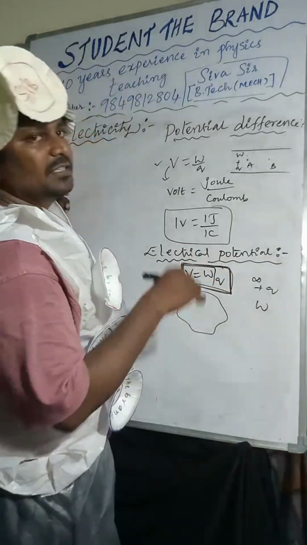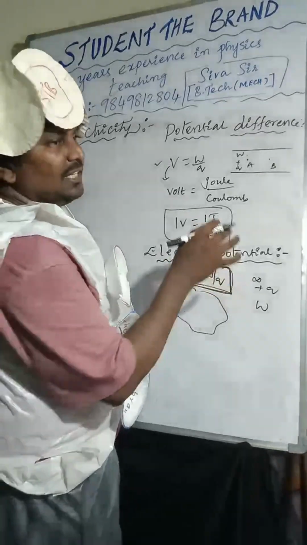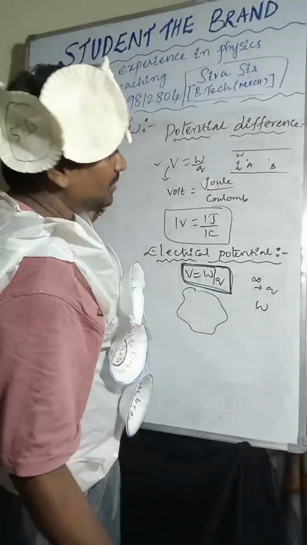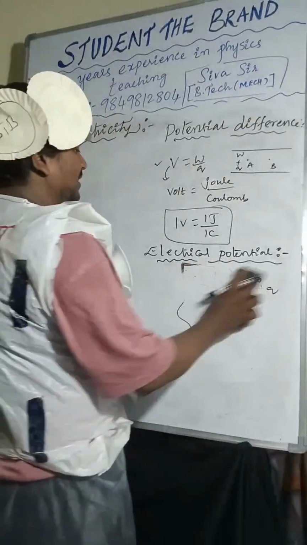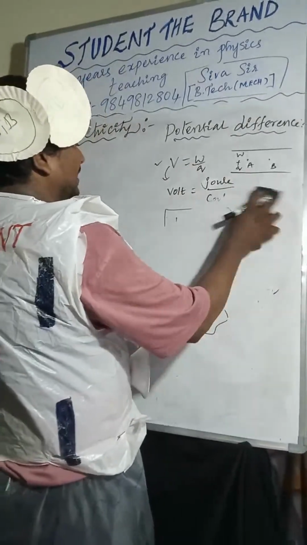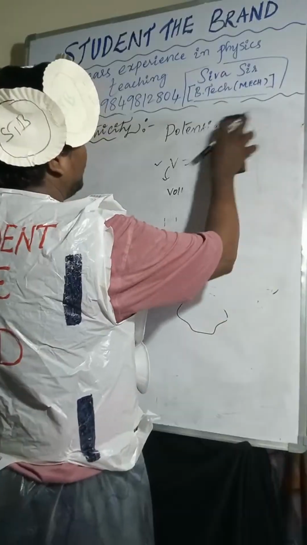Whereas potential difference is the work done to bring a unit positive charge from one point to another point. That is about potential difference and electrical potential. Next we are moving on to the next topic.